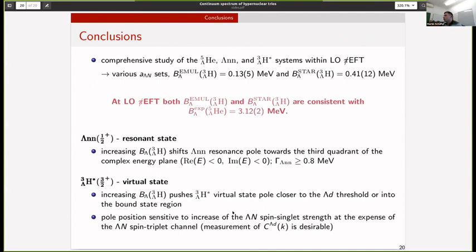To conclude, I showed a comprehensive study of helium-5 lambda and the lambda NN excited state of the Hypertriton system using leading order pionless EFT, where we use various lambda n scattering lengths and two different constraints of the Hypertriton lambda separation energy. We saw that within our approach, both of these values are consistent with the experimental value of helium-5 lambda.